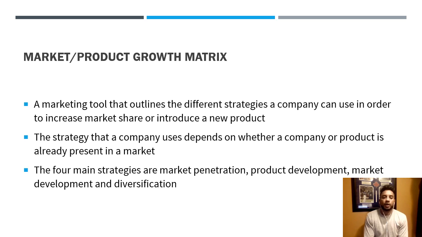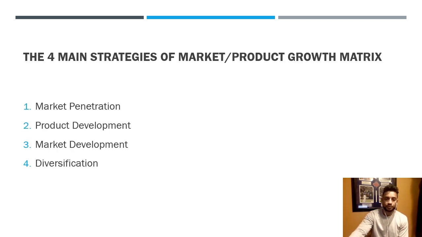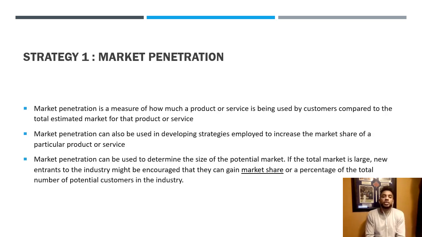So it's a strategy that companies use. The use depends on whether a company or product is already present in the marketplace. There are four main strategies: market penetration, product development, market development, and diversification. We're going to get into that right now. So, like I said before, these are the four. Strategy one, market penetration.